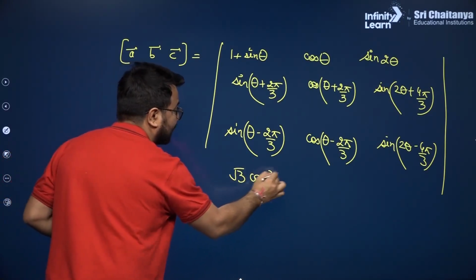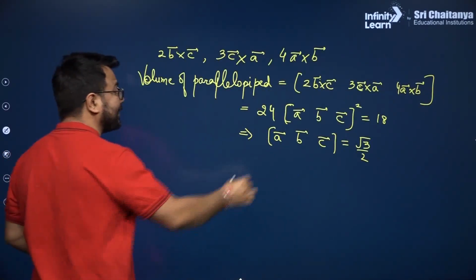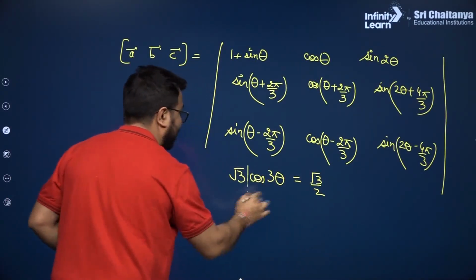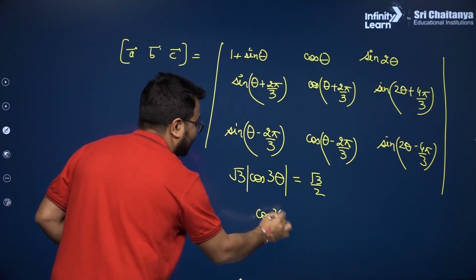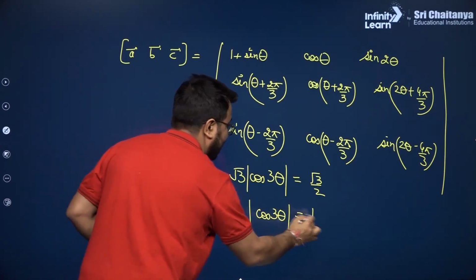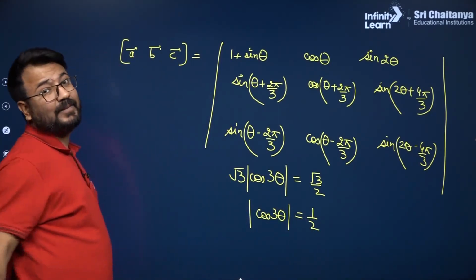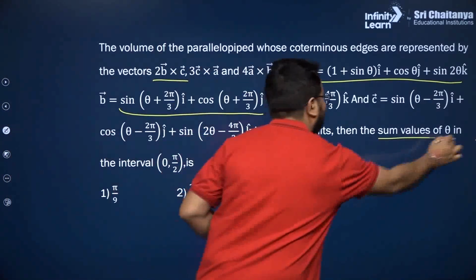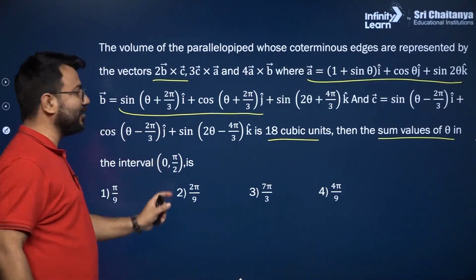3 cos 3θ. Once I equate this with root 3 by 2, I will be able to write the value of modulus cos 3θ as 1 by 2. So from here I will be able to get the value of θ. Once I get the values of θ, I need to do the sum of all the values of θ in the interval 0 to 90.